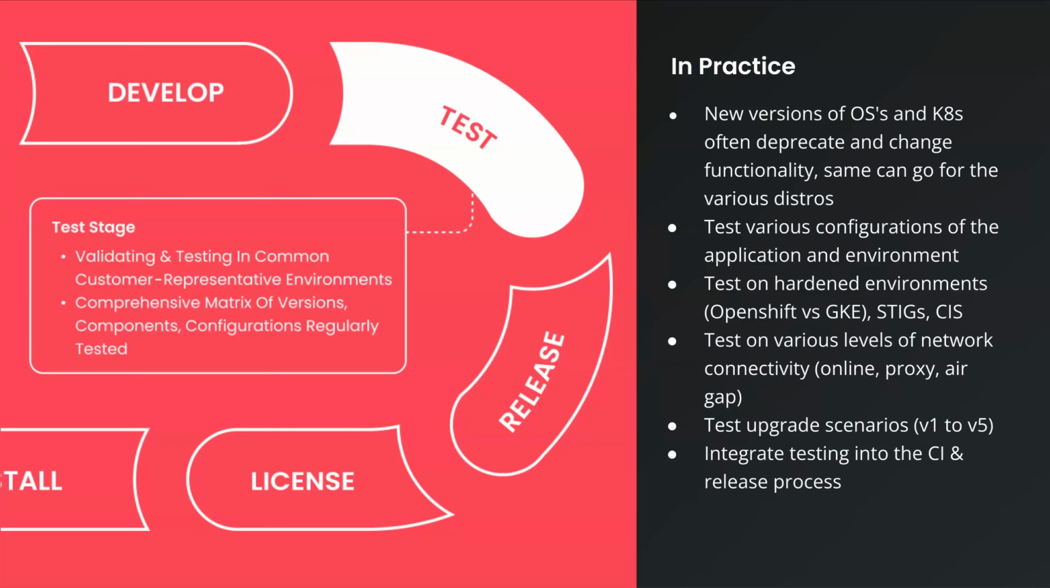And upgrade scenarios. So you want to test an upgrade from version 1 to version 2, but also think about what happens when you go from version 1 to version 5. And you just need to be able to validate that there's a path for that upgrade, or if it's going to be a direct upgrade, that you're preventing the customer from doing that if there's some migration or something that needs to be run in between.